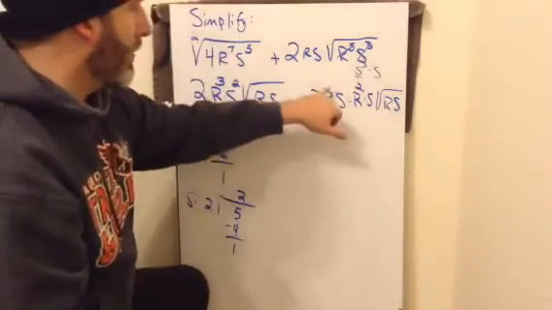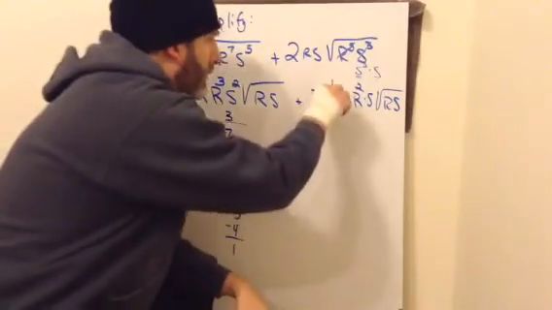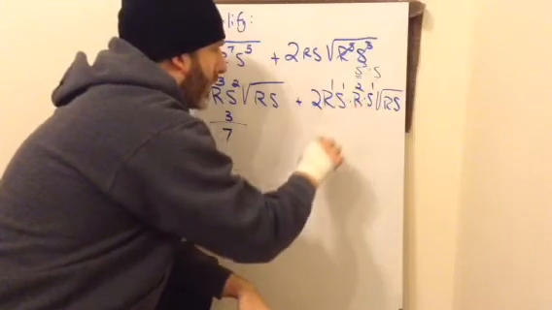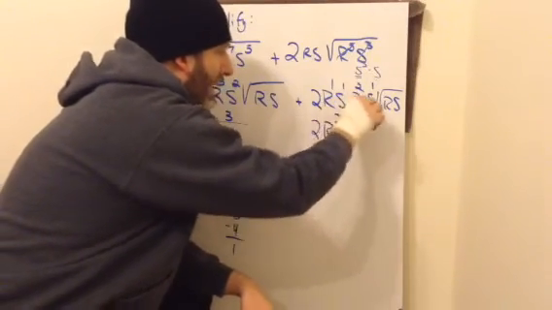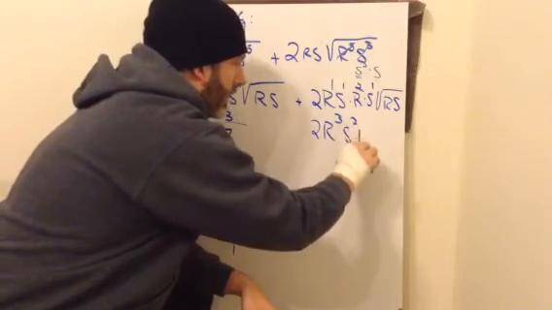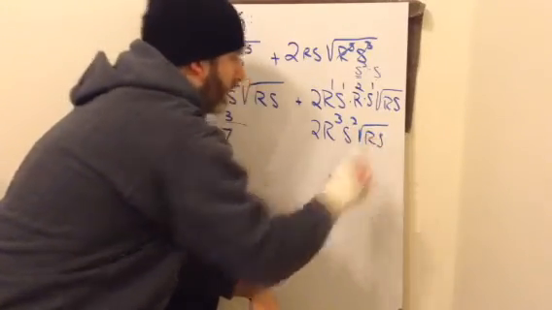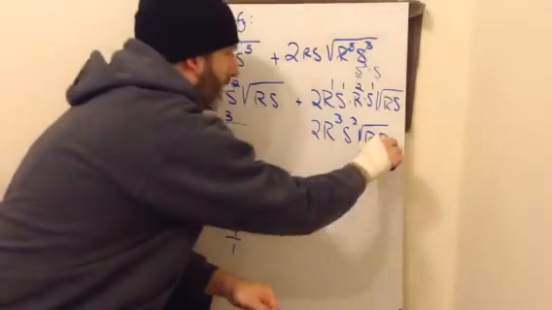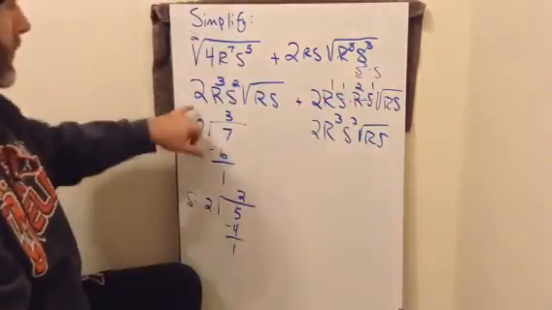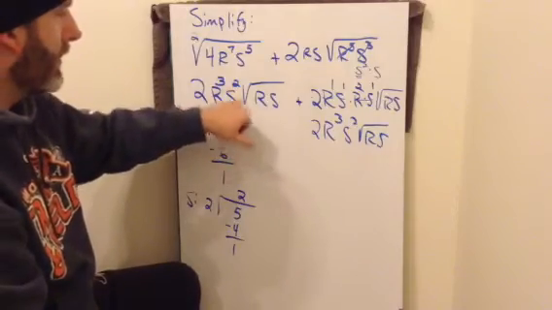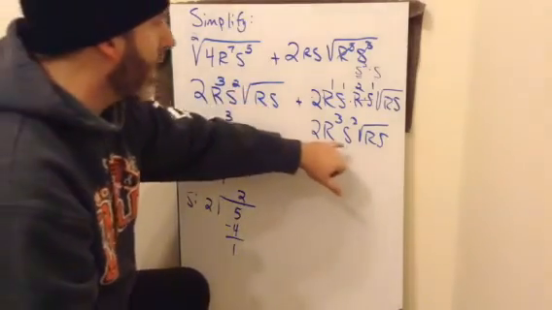Well, if you clean that up, r to the 1st times r squared, we have 2r cubed. s times s is s squared, times the square root of rs. So we rewrote that: 2r cubed s squared, square root of rs, plus 2r cubed s squared, square root of rs.